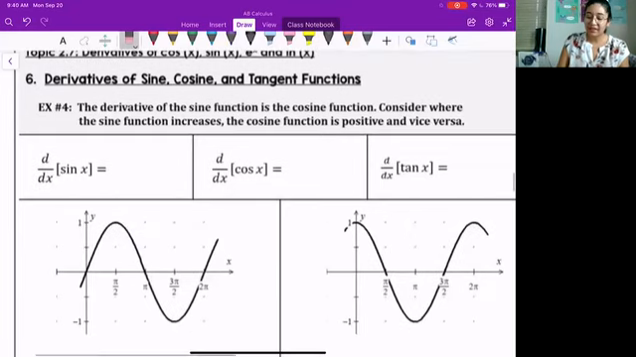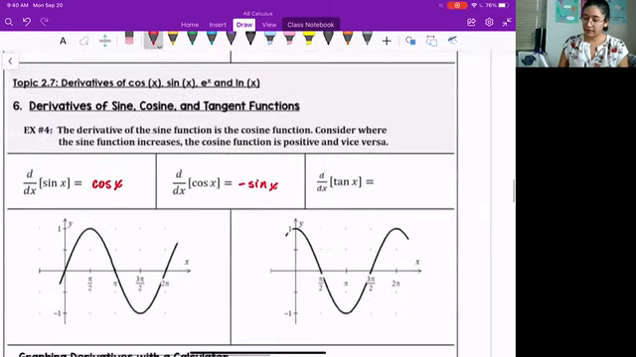Okay, so the derivative of sine is going to be cosine. The derivative of cosine is going to be negative sine. And the derivative of tangent is going to be secant squared of x.